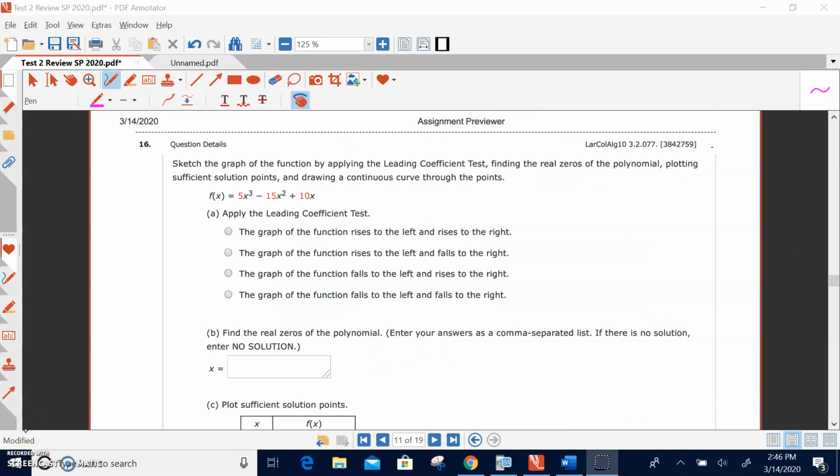For this problem, I would go to my calculator to look at the graph, but knowing my information about the leading coefficient test, since that degree is odd, it's going to behave like x cubed, where the left goes down, the right goes up, and since it's a 5 in front, that's positive, I don't have to reverse it. So on the left-hand side, oh wait, hold on. Function rises to the left, nope. Falls to the left, rises to the right. That's the one I want.